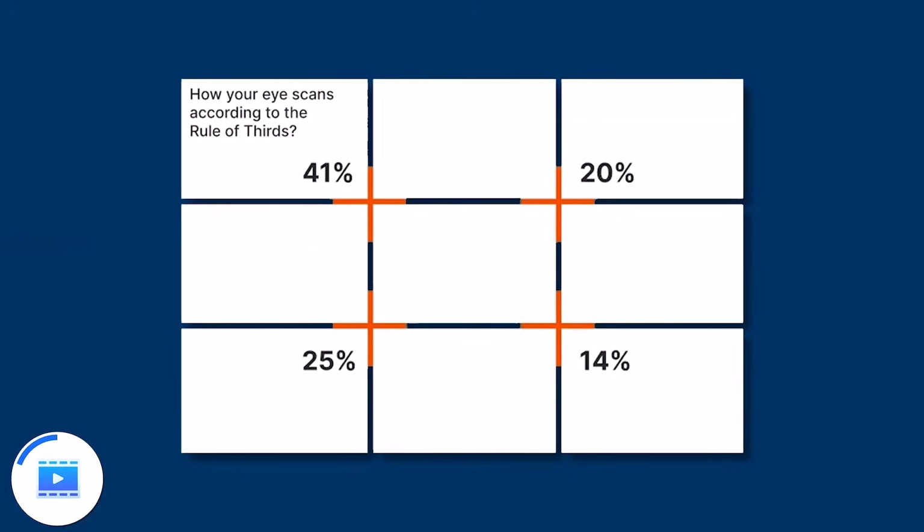Try to remember rule of thirds. Place important elements along these lines or the intersections. This is going to help you create a balanced composition in your video frame.